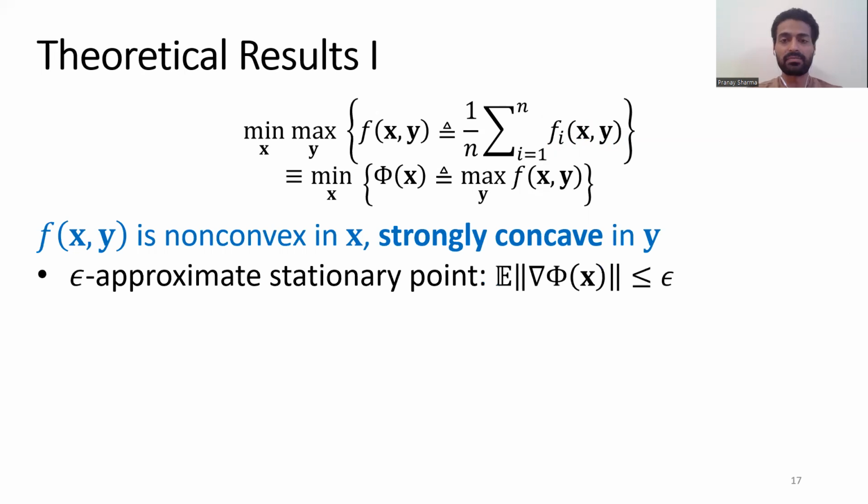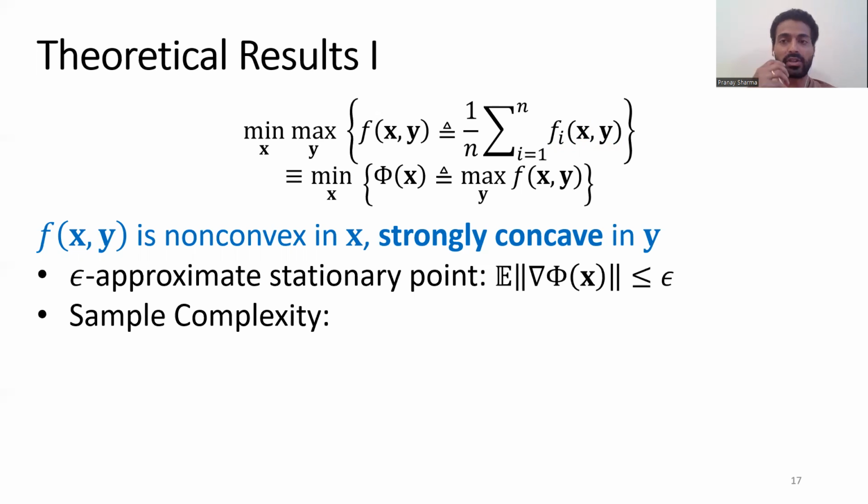So in this case, if we define phi as only a function of x, that is the function we achieve after performing the maximization operation, then we define an epsilon stationary point as a point where the expected value of the norm of the gradient of this function phi is smaller than epsilon. This is how we define an epsilon approximate stationary point.